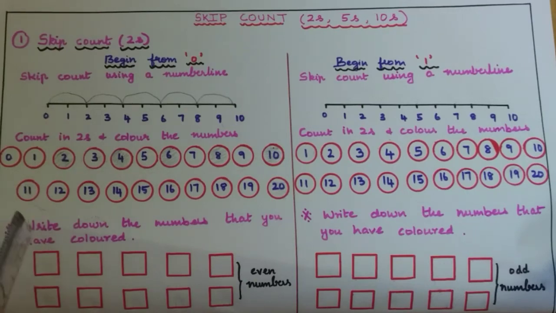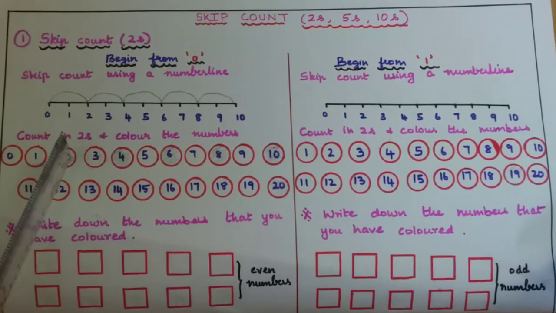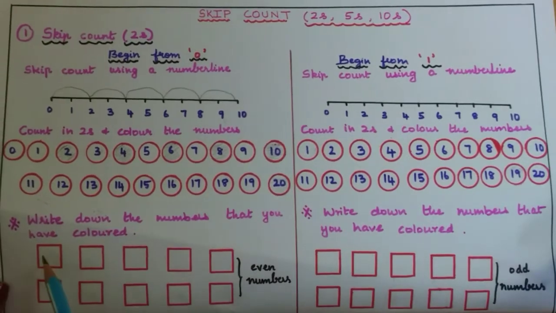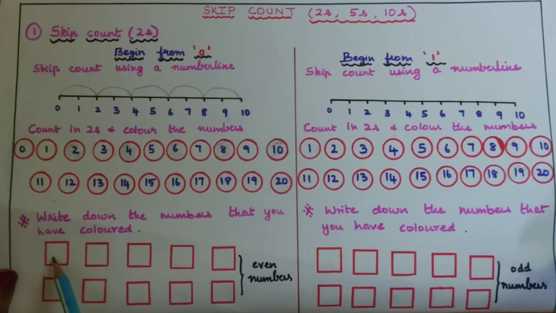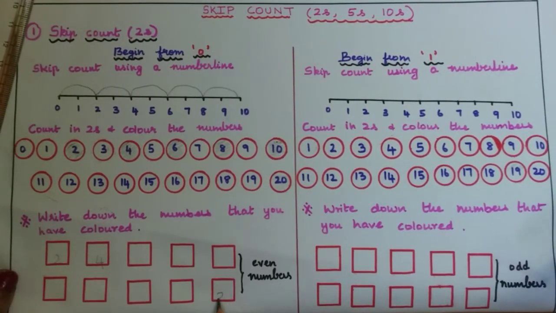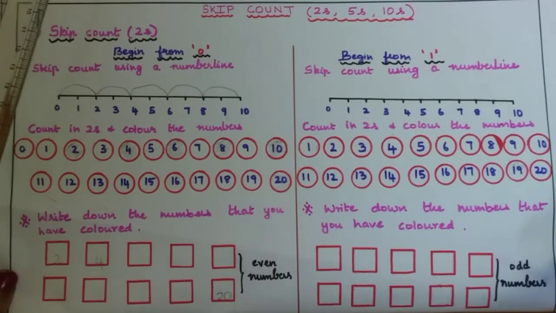Once they finish the shading, ask them to write down the numbers that they have colored. This is the most important step for the child to understand the sequence that they obtained by skip counting in twos beginning from 0. When they write down the numbers that they have colored, we can see that the sequence is going to be the series of even numbers. So it is going to be 2, 4, 6, 8, 10, 12, 14, 16, 18 and 20.